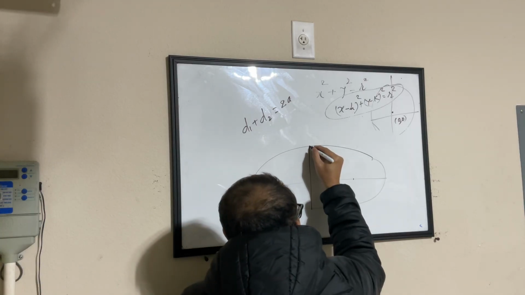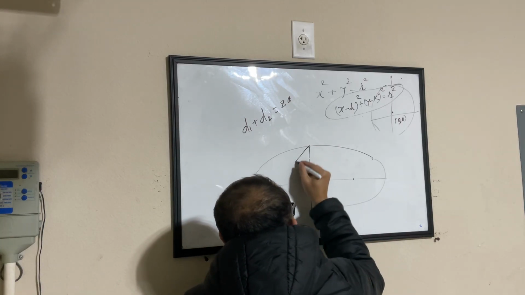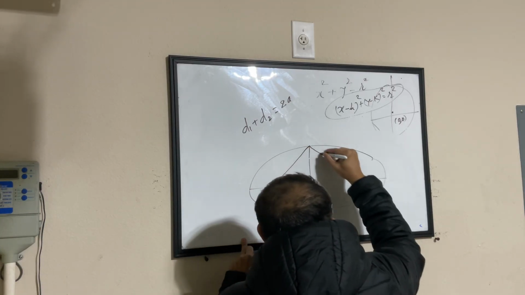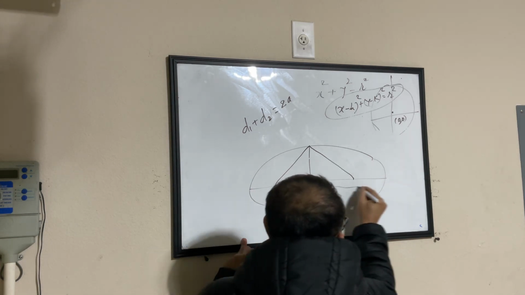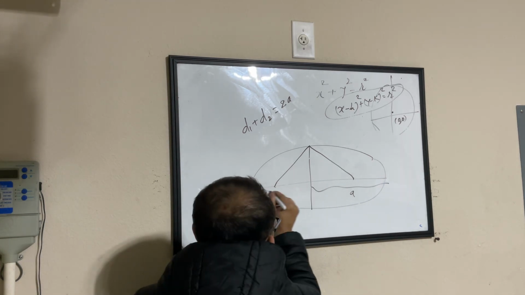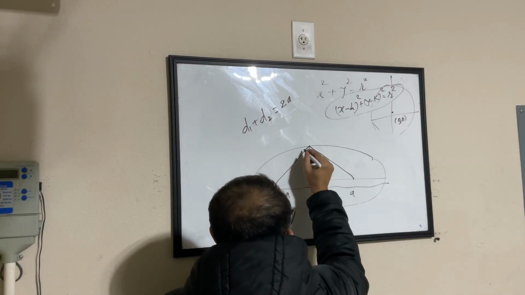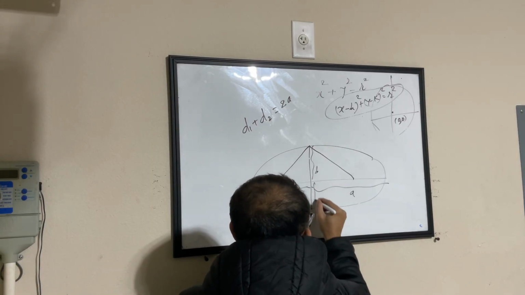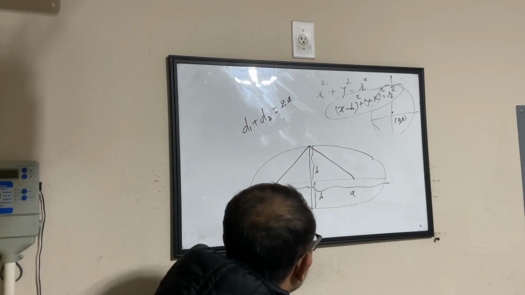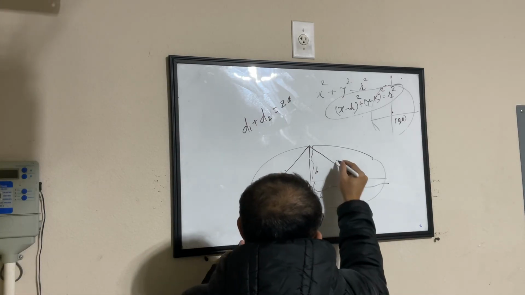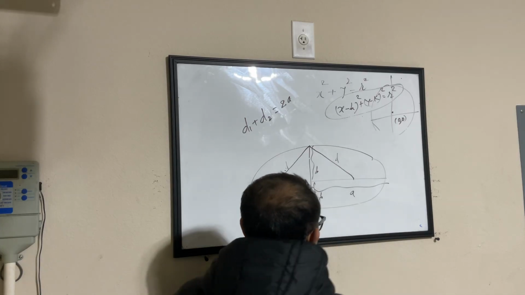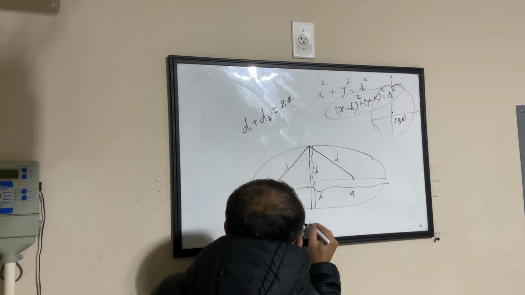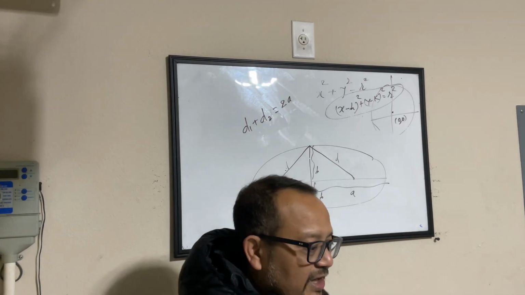And I have picked up a point along the minor axis, and I'm joining these two. And I'm saying here to here is A, here to here is also A, here to here is B, and here to here is B. I'm saying this plus this equals 2A. That means D and this are the same. So D equals A. Up to that is okay, right?